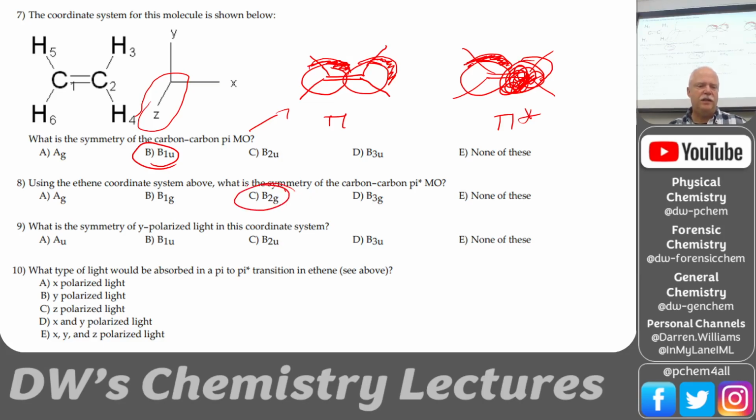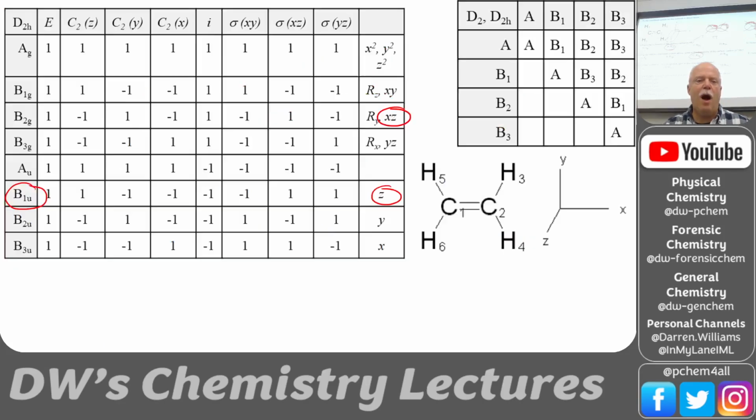Okay, so then what's the symmetry of y polarized light in this coordinate system? So just random, just ask you about y light. So we go find that. Here's y, B2U.